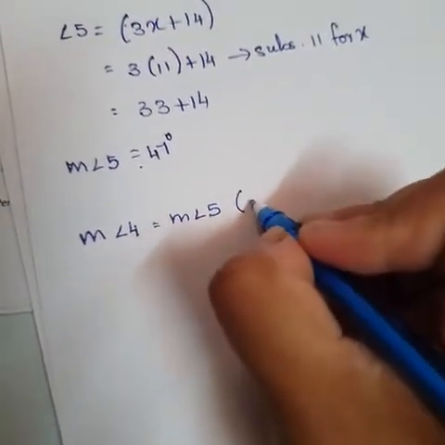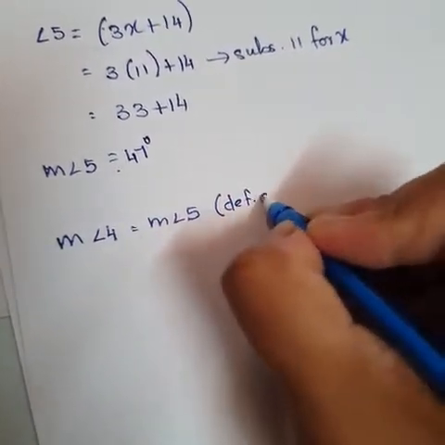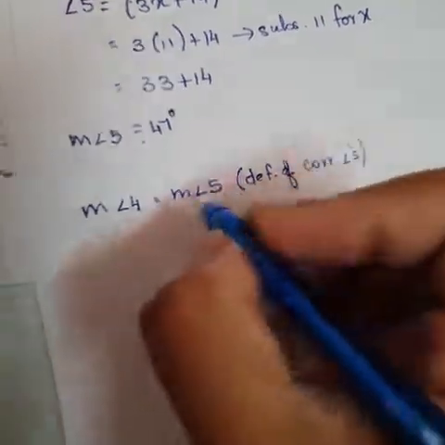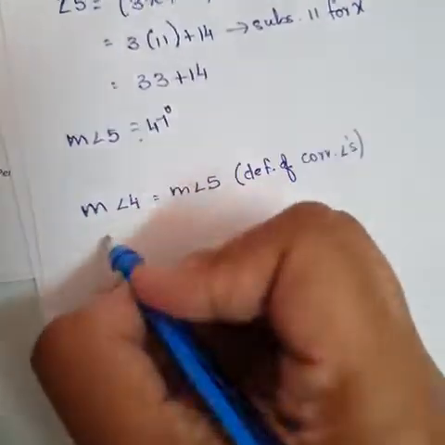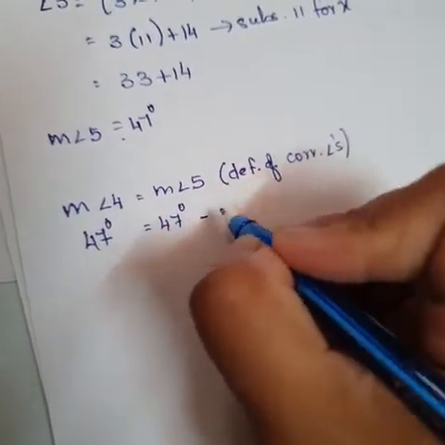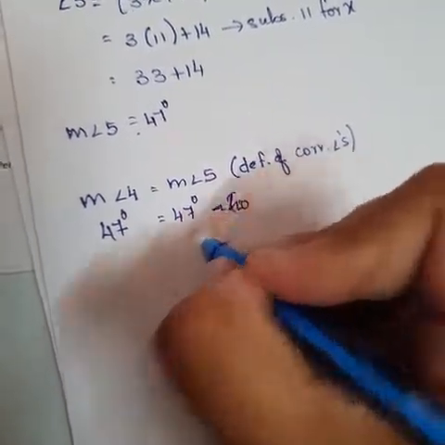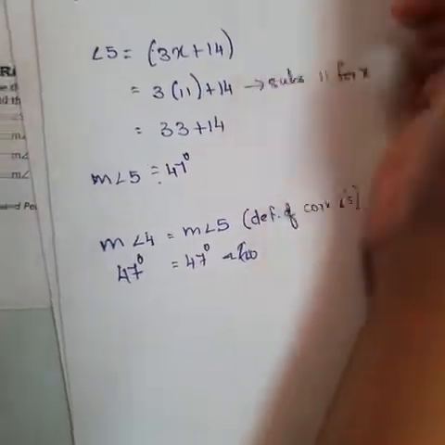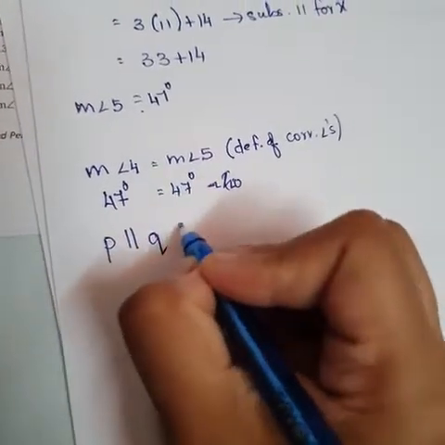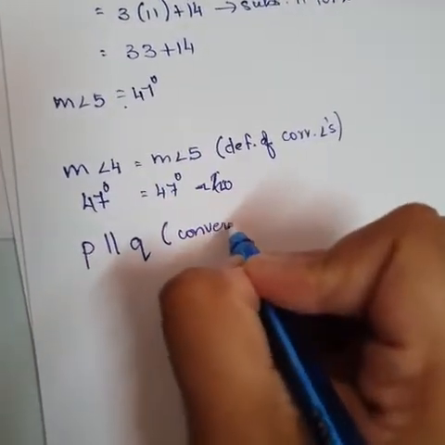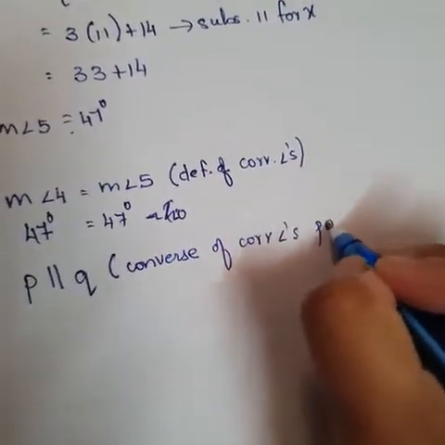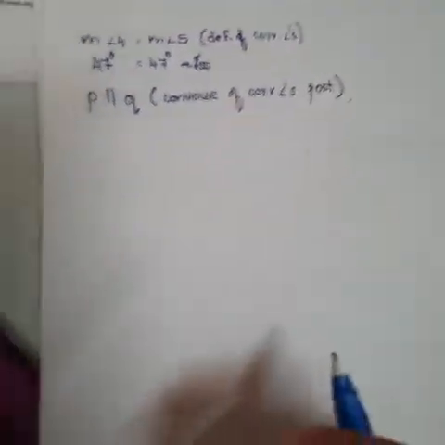Why? Because of the definition of corresponding angles. In the corresponding angles, they say that both angles are equal. So angle 4 is 47 degrees, equal to 47 degrees, because of the corresponding angles. So what we have to show is that P and Q are parallel, right? So P is parallel to Q. Why is that? Because of the converse of corresponding angles postulate.